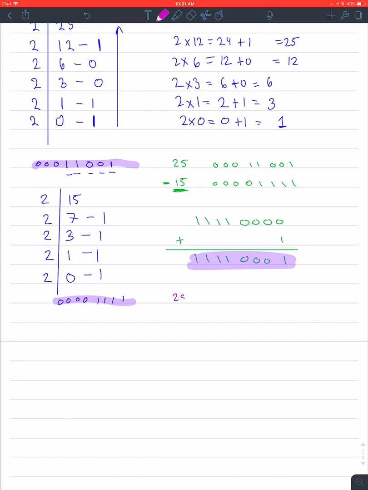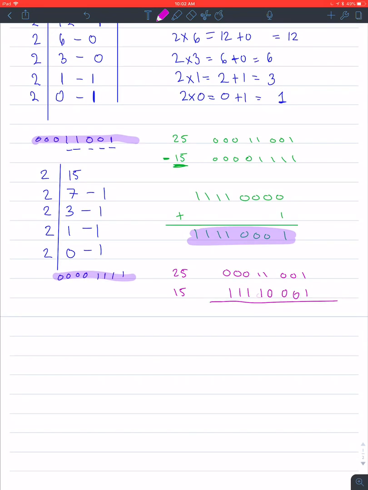So here's our 25: 0, 0, 0, 1, 1, 0, 0, 1. And then our 15, which is like our negative 15, but then a negative and a negative makes it positive. So now we have 1, 1, 1, 0, 0. Oh, I forgot a 1. What is going on? Awesome. 1, 1, 1, 1, 0, 0, 0, 1.